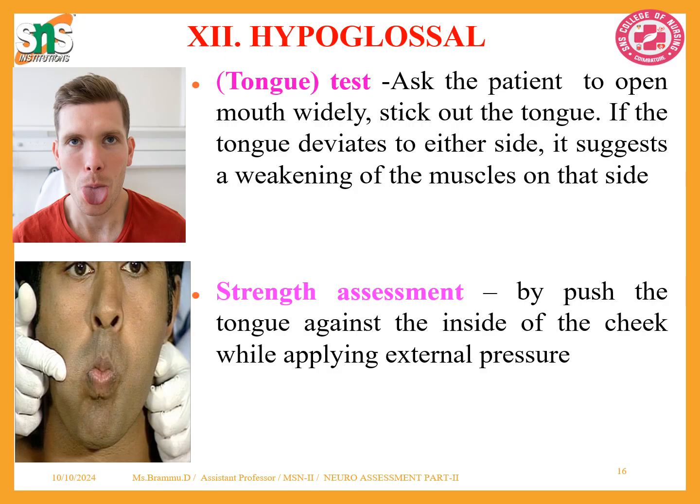The last assessment in the cranial nerves will be the hypoglossal, testing the tongue. We ask the patient to stick out the tongue, and we give some resistance against the tongue with an external stimulus. If the patient is still able to give pressure against the external stimulus, that shows the hypoglossal nerve is totally intact.